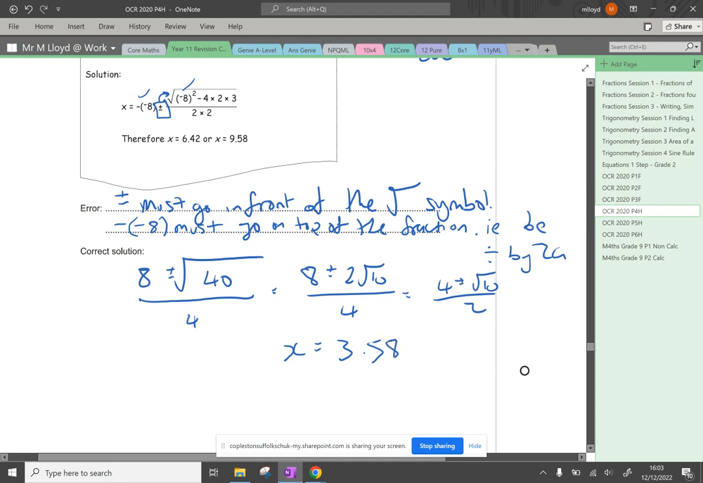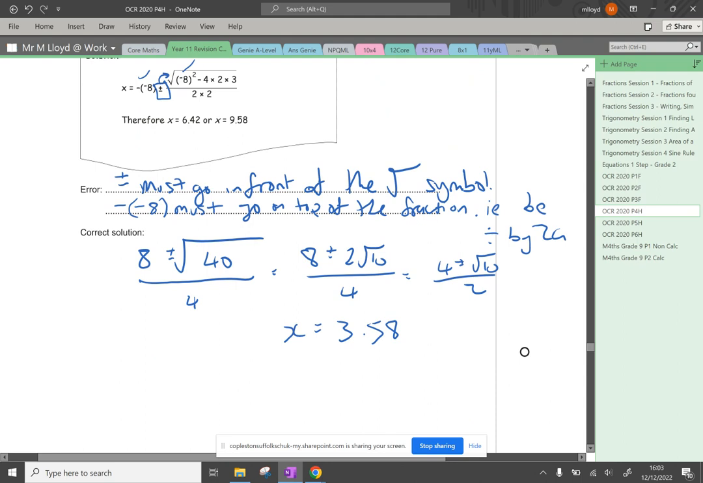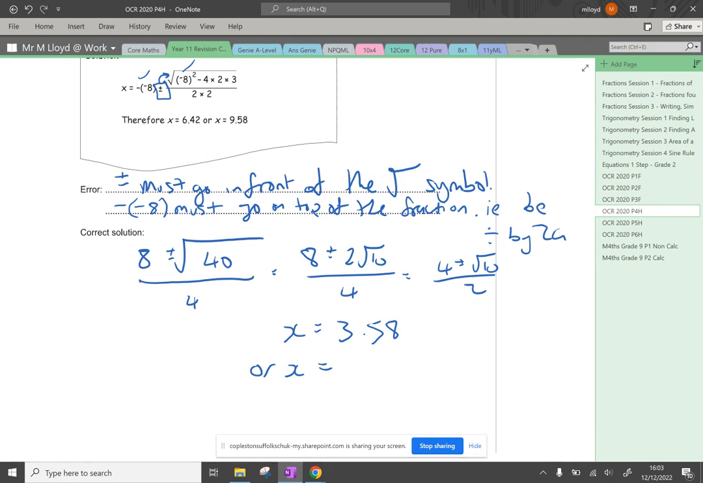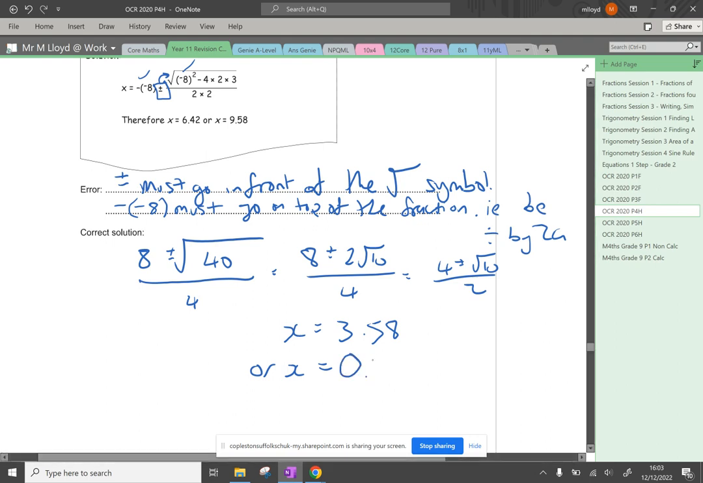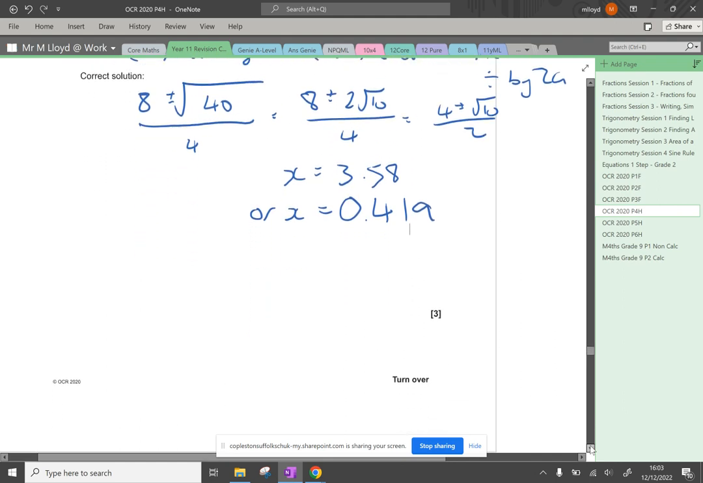Is it 3 sig figs? Let me check. Yep. And that's correctly rounded. Or x equals, and we need to do 4 take away root 10 and divide that by 2. And we get 0.419. And we have to go to that extra decimal place because it's 3 decimal places. And that's 3 more marks in the bank.